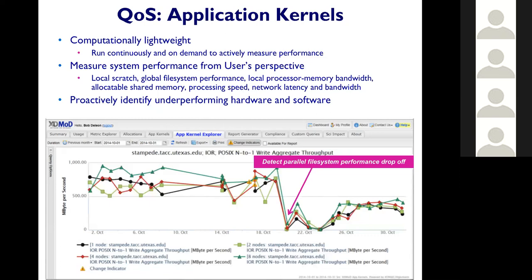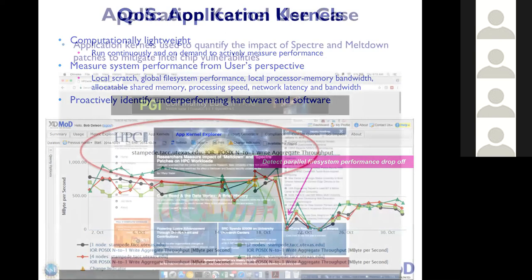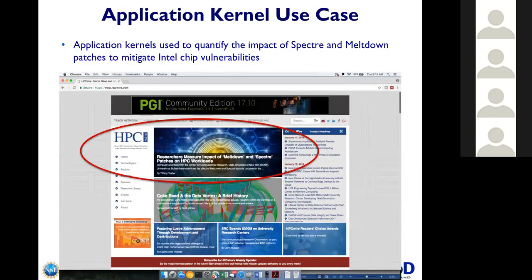The next example is one that hits a little closer to home. You're all familiar with the Spectre and Meltdown vulnerabilities and the patches that Intel put forward to mitigate those. Well, those patches have performance impacts, and because we ran these application kernels all the time, we installed the patches, and we were able to, in very short order, determine what the relative performance impact was for those patches that were put out.